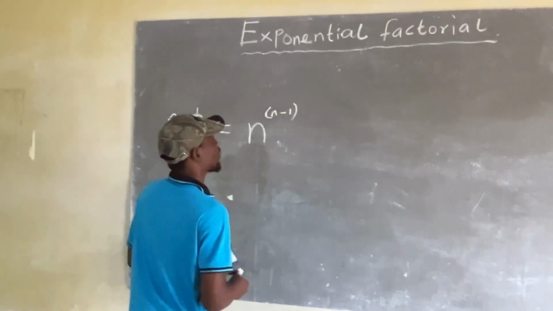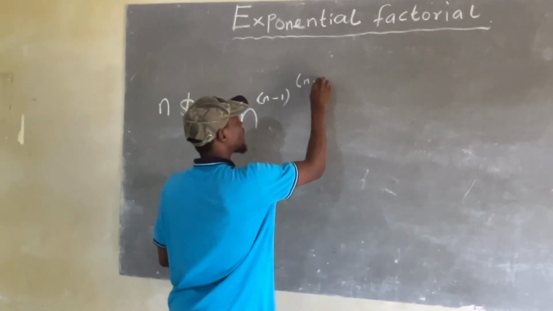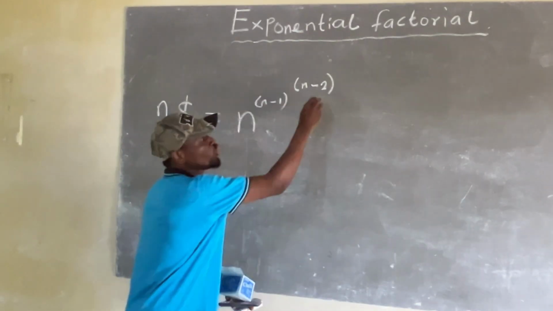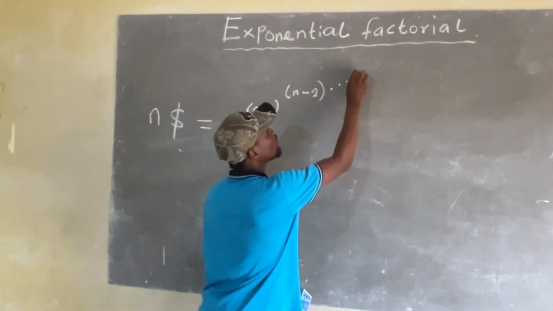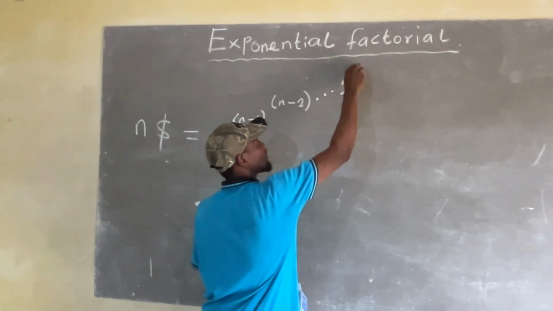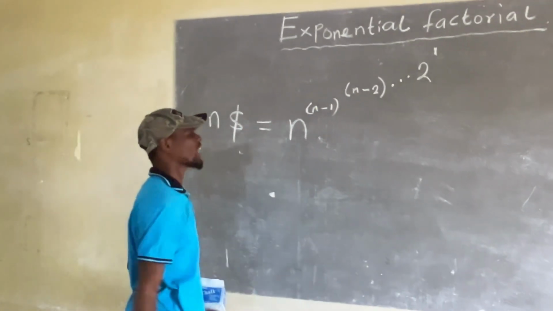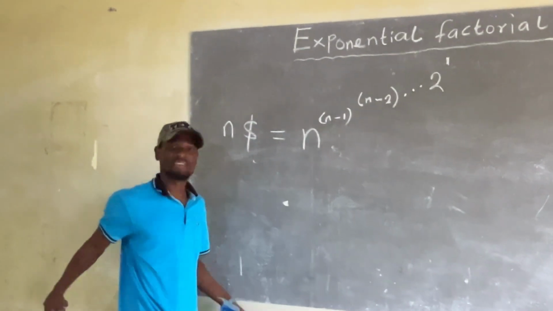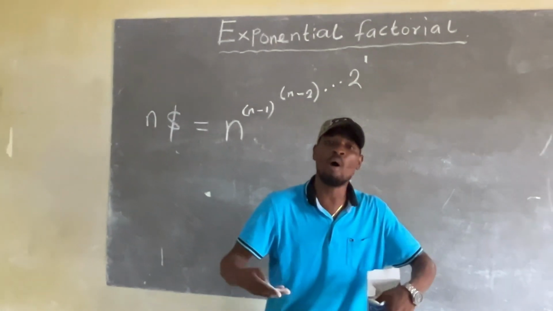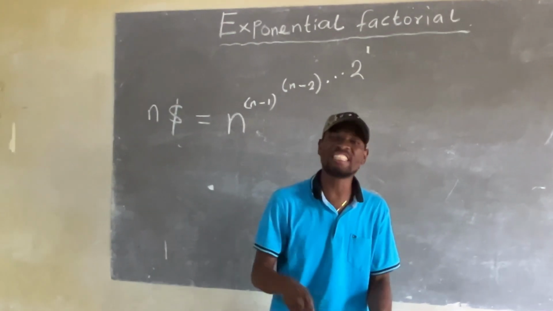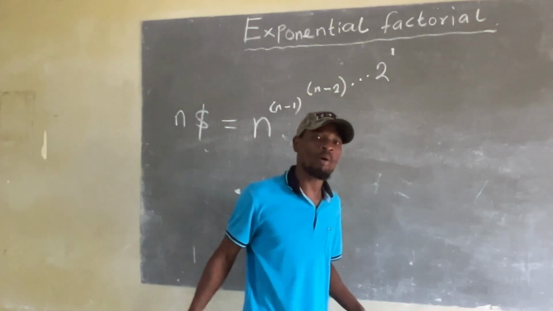So this is to the power of the expression n minus 2. You do this until you arrive at a number, say 2, raised to an exponent of 1. Then you stop at this point. So recursively, exponential factorial of n is given by this. Viewers, we don't have any acceptable value for exponential factorial of 0.